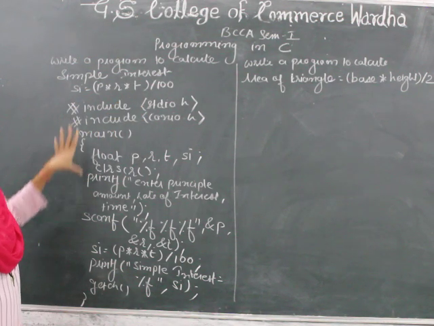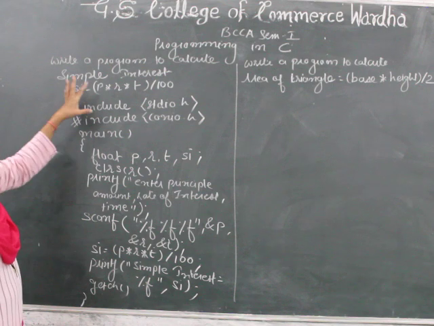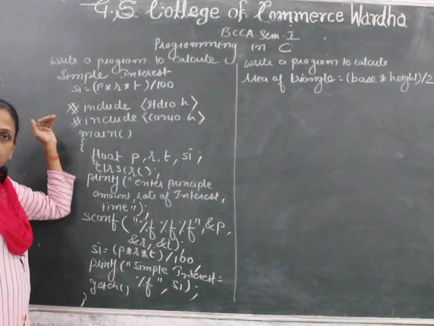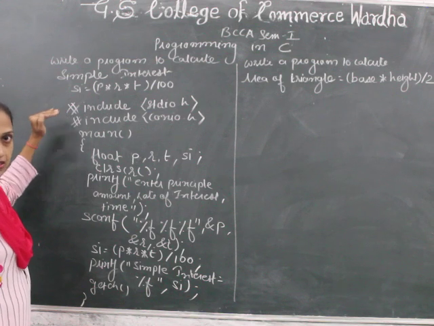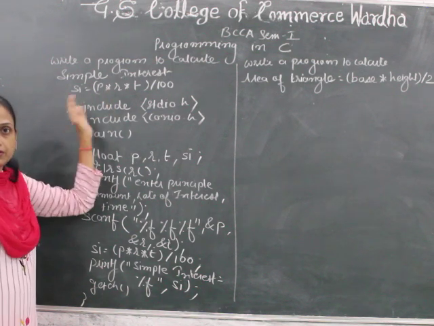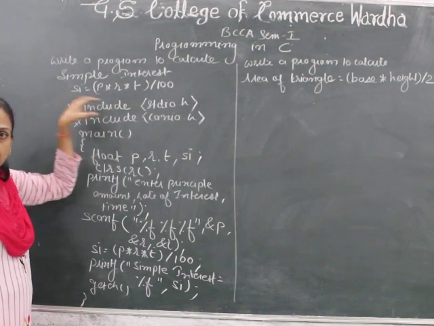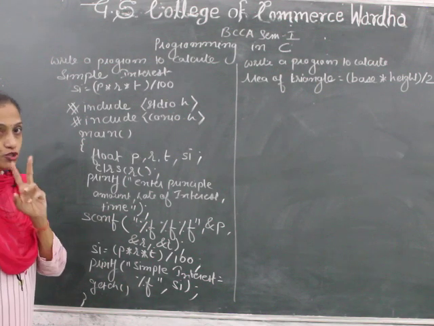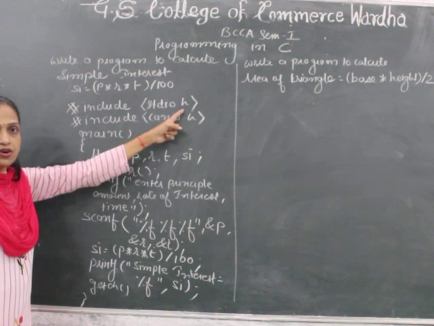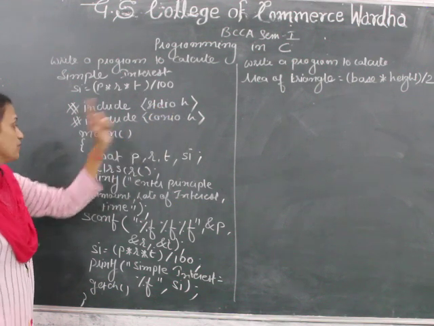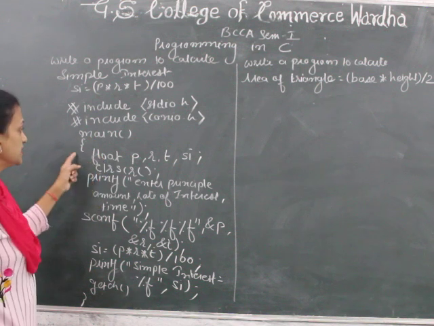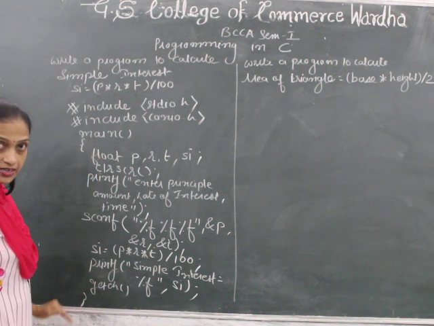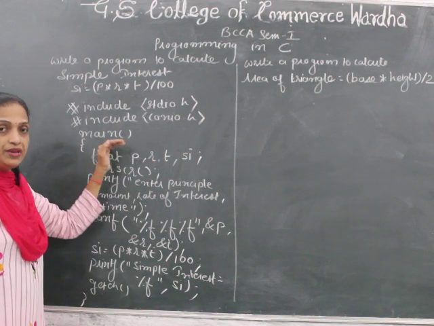So to write the C program of simple interest, first you need to add some header files. In the link section we are using two files, that is stdio.h and conio.h. And then the main function. As I told you, every program must be written in a main function.